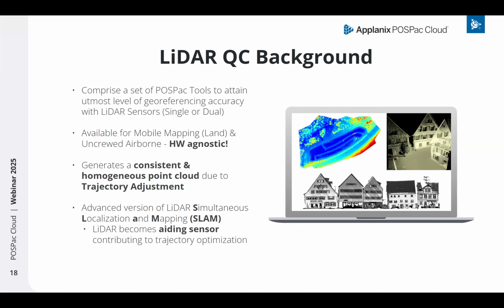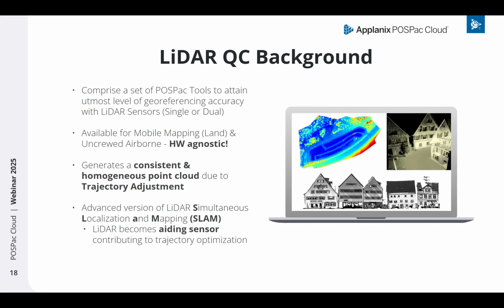Applanix LiDAR QC tools comprise a set of POSPac software tools designed to attain the utmost level of georeferencing accuracy with the LiDAR sensors. Primarily employed in the uncrewed airborne, land mobile, and indoor survey industry, this software is hardware agnostic, functioning seamlessly with any LiDAR system. The primary objective is to generate a consistent and homogeneous point cloud by refining the vehicle trajectory using LiDAR data.